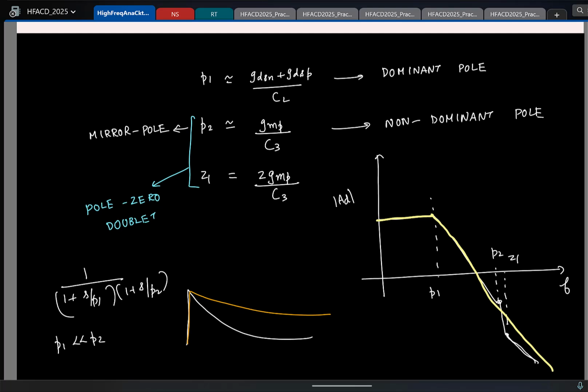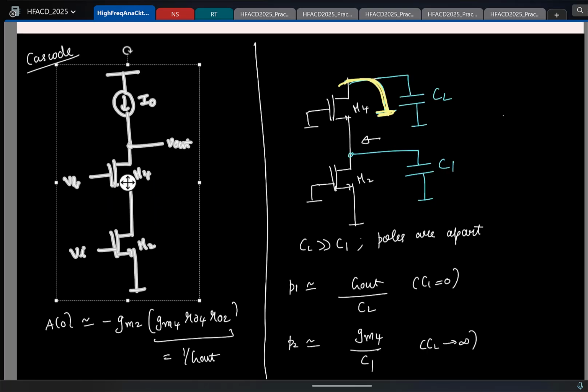Okay. Cool. Then we looked at the cascode, that is trivial. So now let's move on.